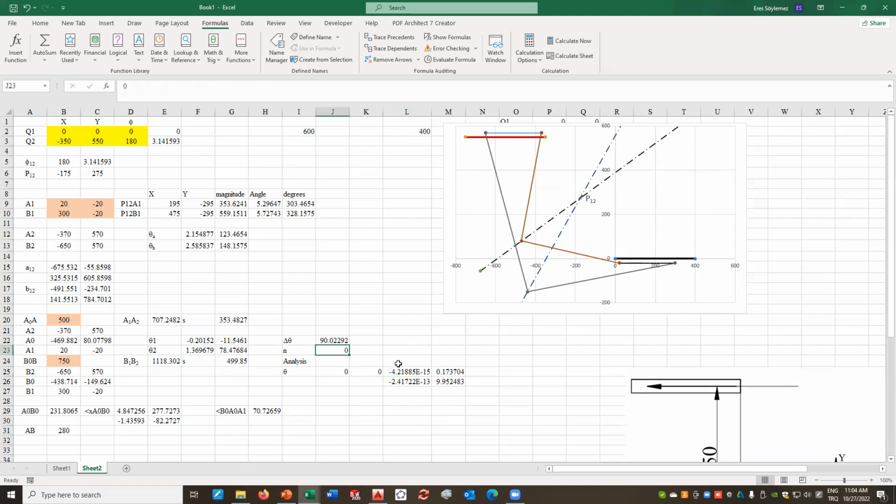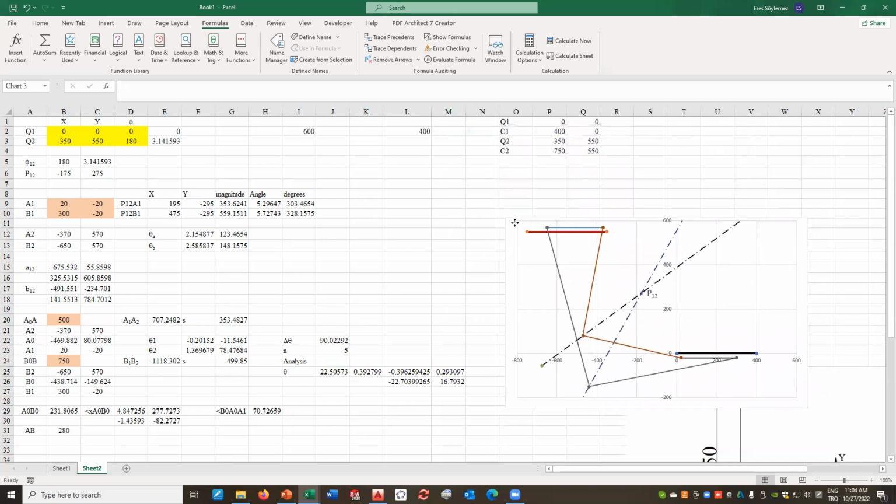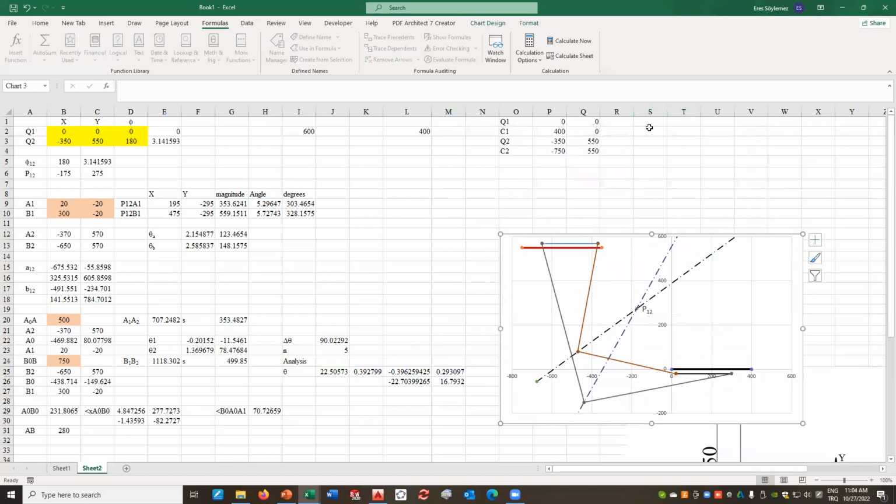So let me take it 5. Now I can very easily draw my 4-bar: A0, A, B, B0. A0 is fixed.